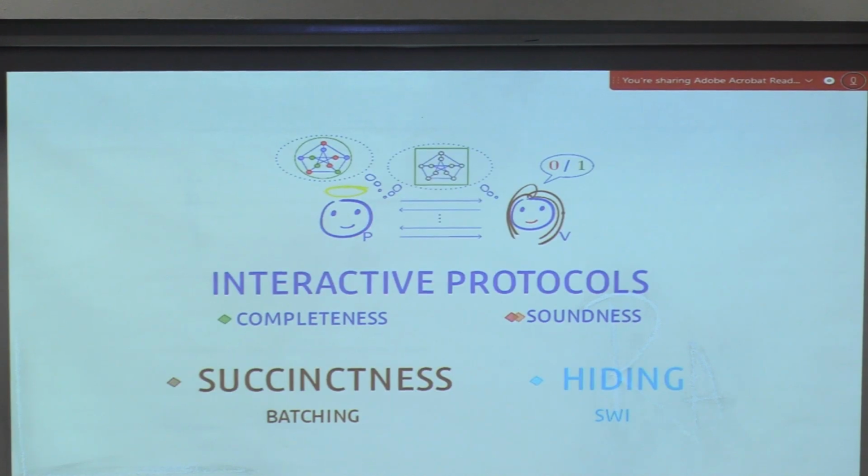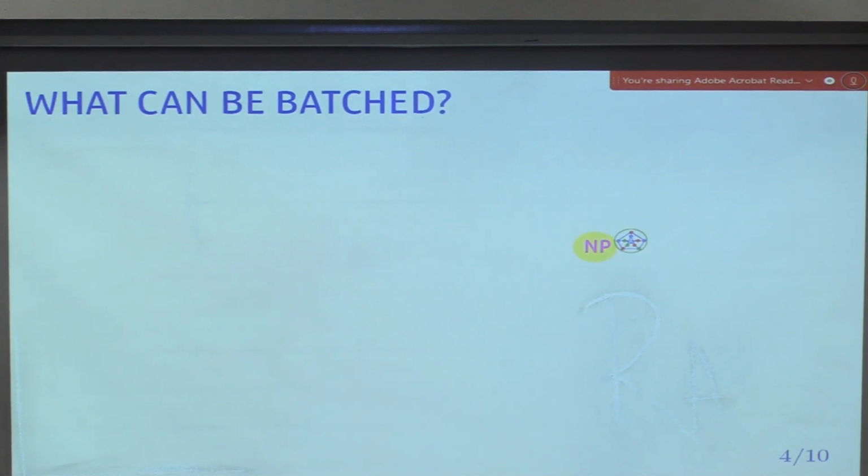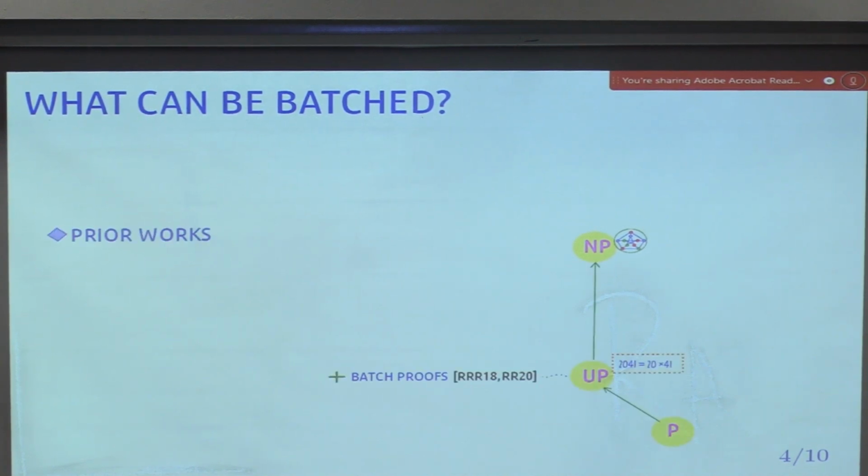We are interested in relating these two notions. So let's first see what can be batched. We looked at NP. We don't know anything for NP, but for UP, the subclass of NP where if an instance is in the language, then it has unique witnesses, prior works showed how to batch. UP contains interesting problems related to factoring, for example. So we knew batch proofs for UP.